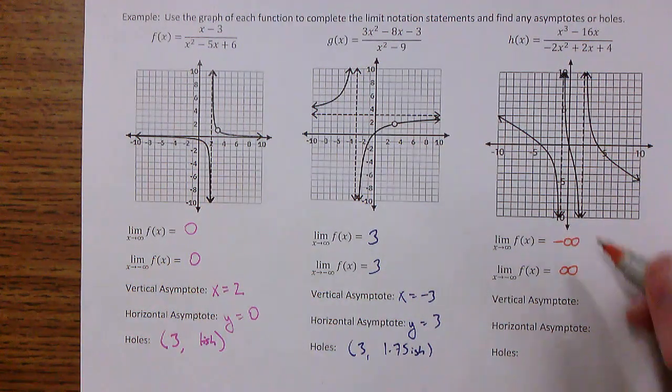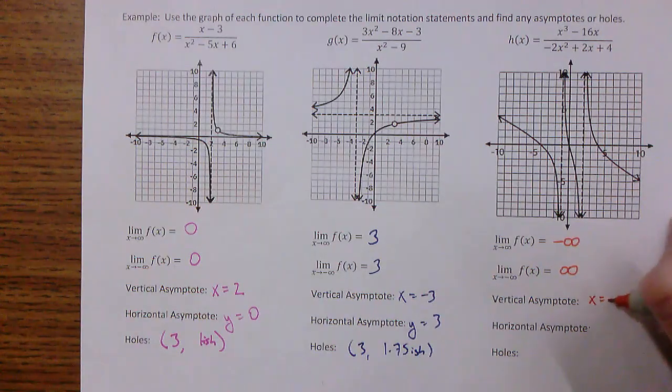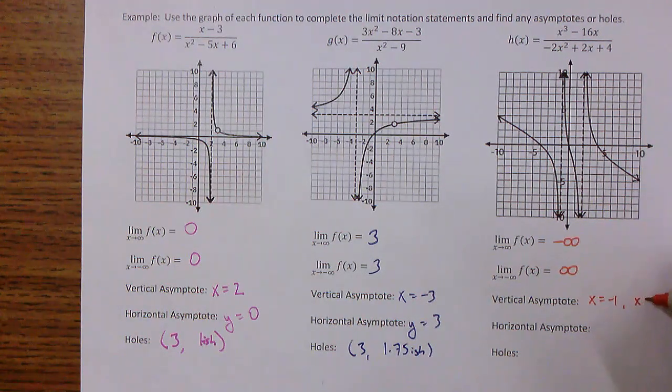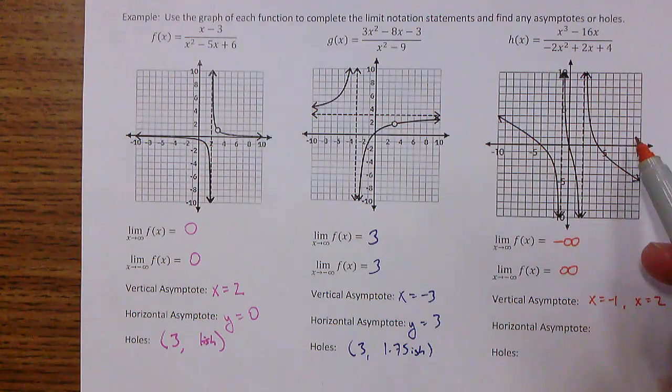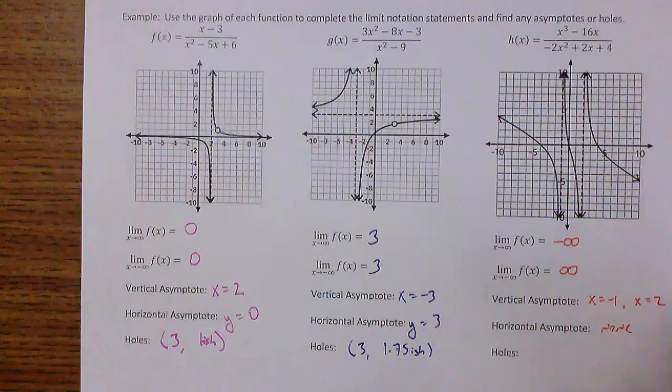Okay, vertical asymptote for this one actually has 2, right? There's one here and there's one here. So I'm going to have one at x equals -1, and then we'll have another one at x equals 2. Okay, and then our horizontal asymptote, this one doesn't have any, right? There's no spots where this levels out horizontally. So I'm just going to say none.